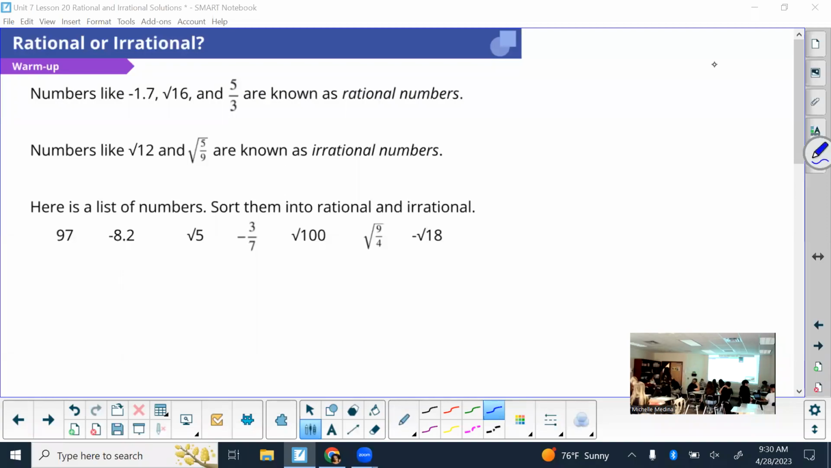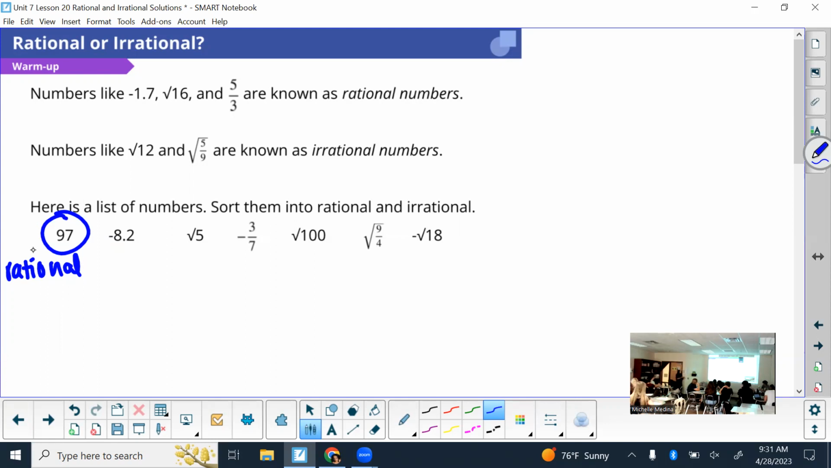Table 2, 97, rational or irrational? Okay, class, agree, disagree? Why is it rational? Did you say, what did you say, Abigail? It's a number that ends. All right, so yeah, it's rational. All whole numbers are included in rational. Rational and irrational are the two big main categories.